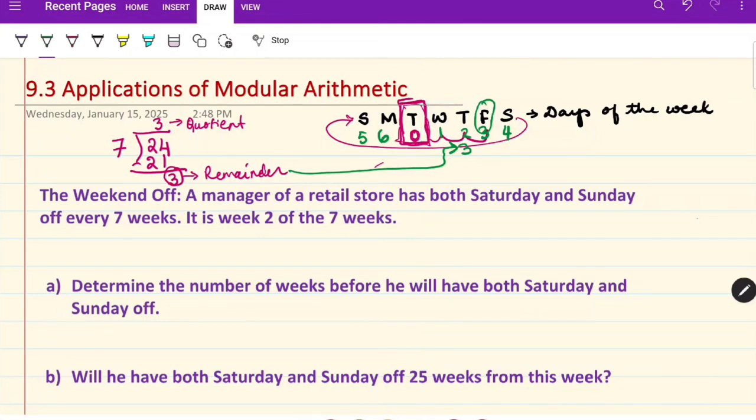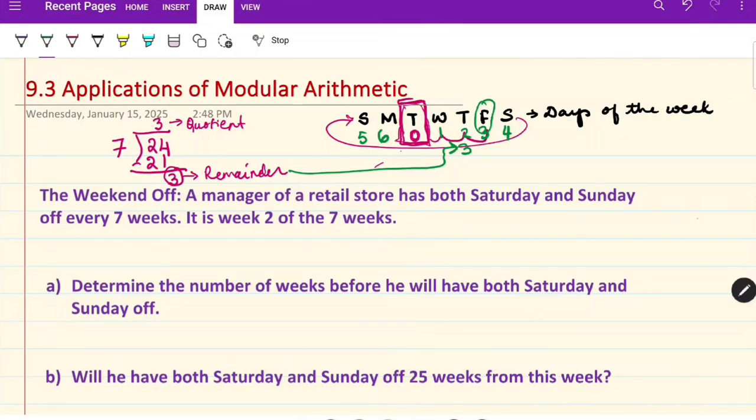In this case, we said if we are on a Tuesday today, so we mark that as day 0, and then we numbered the days in increasing order. So 1, 2, 3, 4, 5, 6, right? So we are going to again use this process to solve the problem, the word problem given to us.